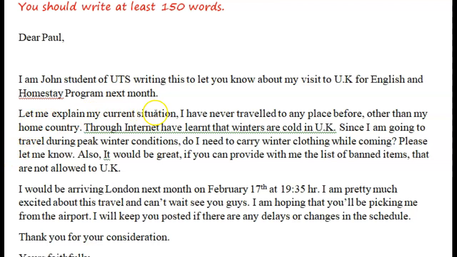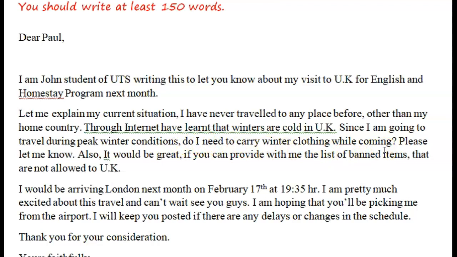"Prior to my arrival in the UK, I would like to ask some questions in order to be prepared. Okay, then it's through the internet I have learned that winters are cold in the UK." So you can see even my computer has underlined this whole sentence because of the grammatical errors. "Okay, so since I am going to travel during peak winter conditions, now here you've decided to write a direct question." Why is that a problem?